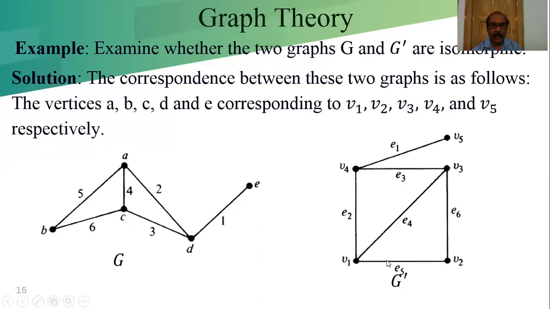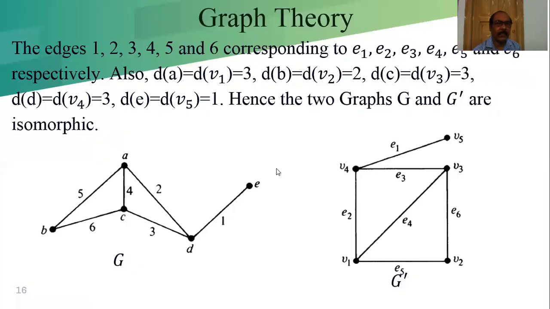So if we check that way, we can find out the correspondence: A, B, C, D, and E corresponding to V1, V2, V3, V4, and V5. Similarly, we can find out the edge correspondence and degree. The edges 1, 2, 3, 4, 5, and 6 correspond to E1, E2, E3, E4, E5, and E6. As soon as we get the vertex correspondence, pairing the vertices, we can easily find out the edge correspondence. Now we can check the degree easily.